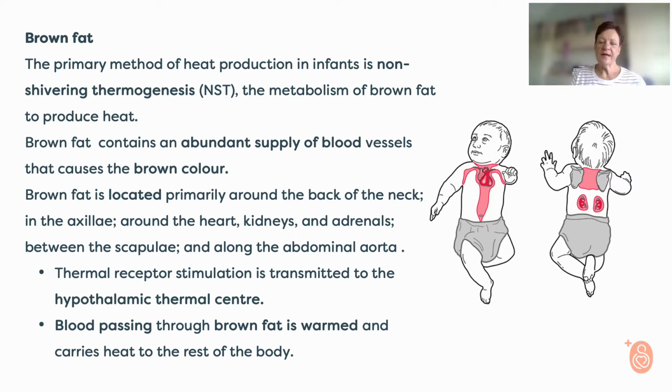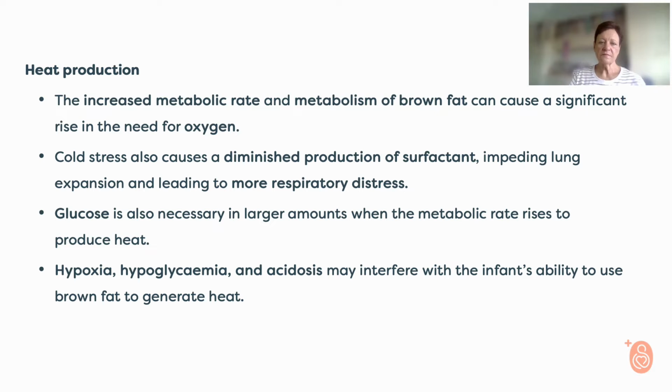Now, the moment that the baby is cold, as we've said, it stimulates the hypothalamic thermal center, and that causes more blood flow to the brown fat. The brown fat is warmed, and the blood flow carries the increased heat from this brown fat to the rest of the body. But as we've said, this increases the metabolic rate a lot, and that uses a lot of oxygen and glucose.